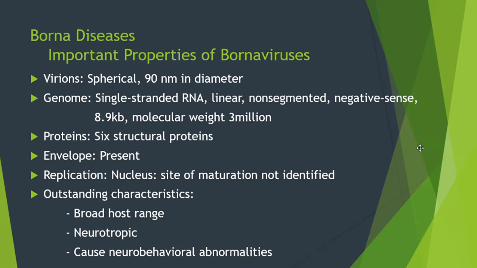Borna disease. Important properties of Borna viruses: the virions are spherical, 90 nanometers in diameter. Genome: single-stranded RNA, linear, non-segmented, negative sense, 8.9 kb, molecular weight 3 million. Proteins: 6 structural proteins. Envelope is present. Replication is in the nucleus. The site of maturation is not identified. Outstanding characteristics: broad host range, neurotropic, causes neurobehavioral abnormalities.